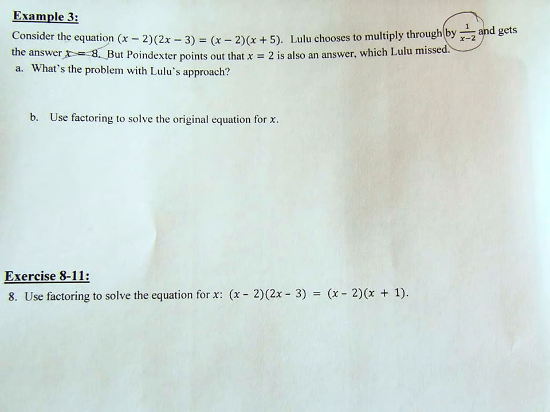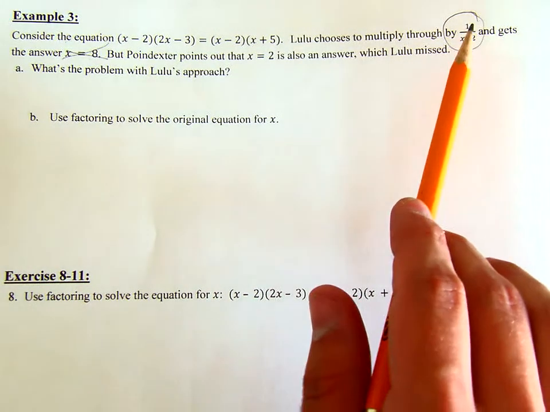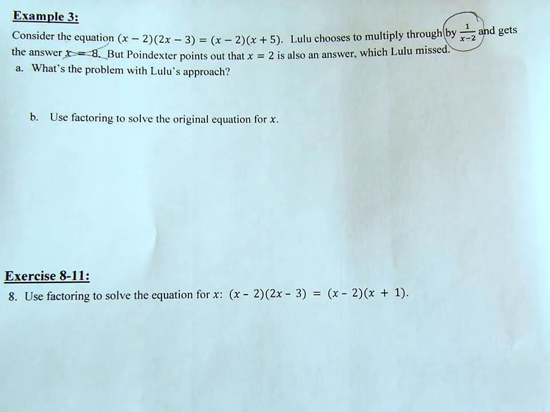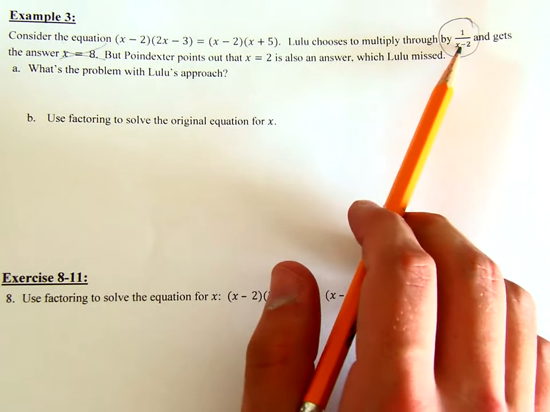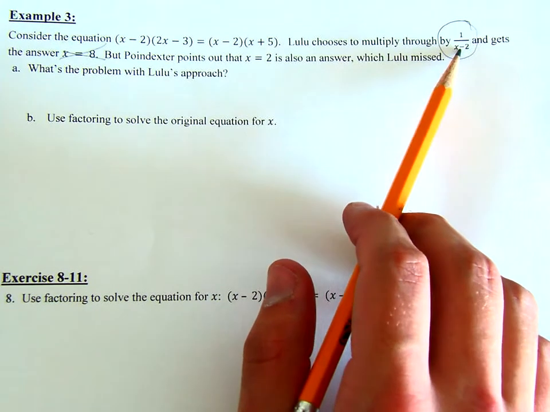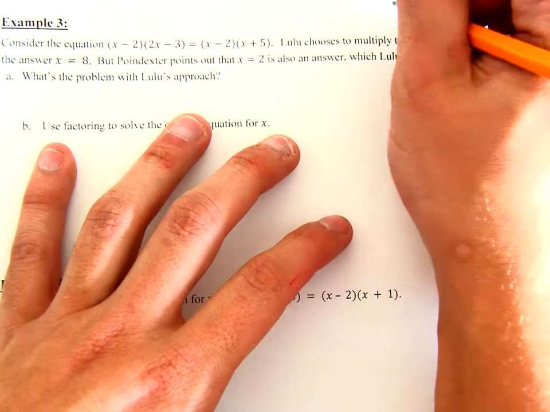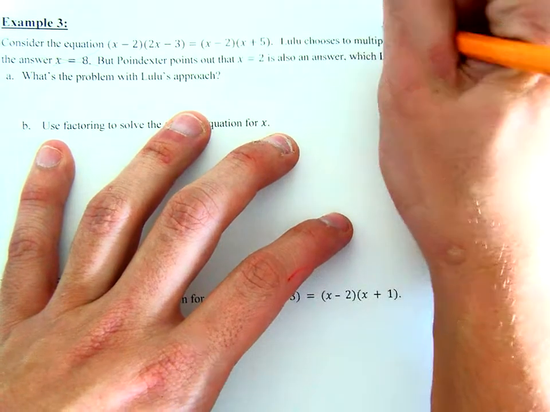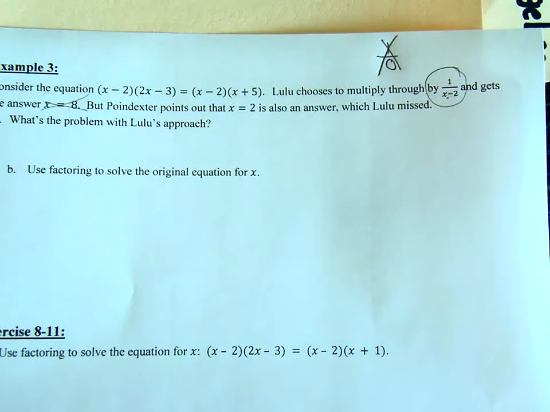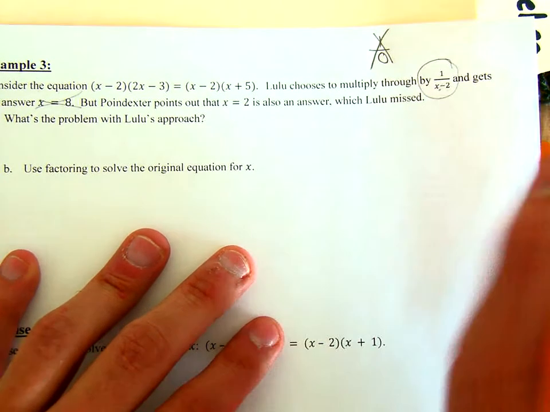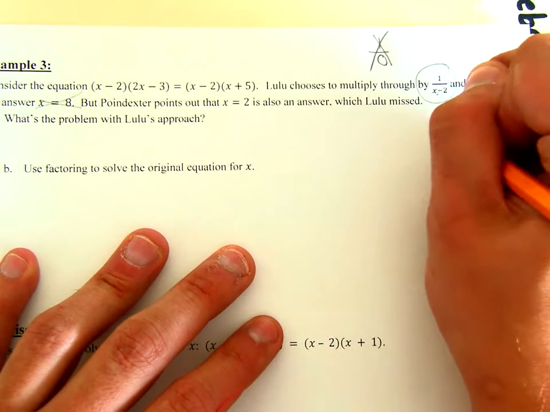Well, if you look at this, if we multiply by 1 over (x minus 2), we don't know whether x minus 2 is positive, x minus 2 is negative, or x minus 2 is equal to 0. And we can't have x minus 2 equal to 0, because if x minus 2 is equal to 0, then we would have 1 over 0, and we can't do that. Okay? So if x minus 2 is equal to 0, we would have that 1 divided by 0, and we know that we can't have that.